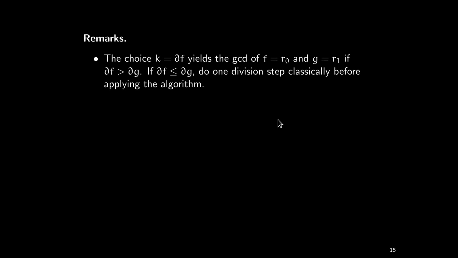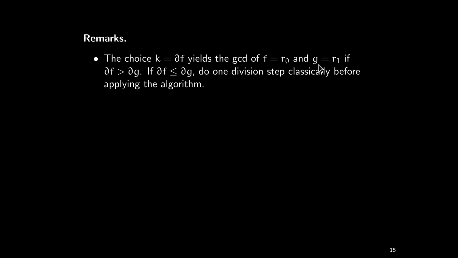To conclude, I just want to make a couple of remarks about this algorithm. So the first remark is that the algorithm, as I formulated it, takes k as an additional parameter. The user doesn't care about k. I need this k only for the recursion. So the user will take the degree of f as k, and then apply the algorithm as specified.